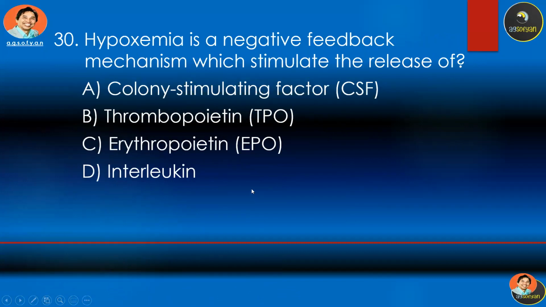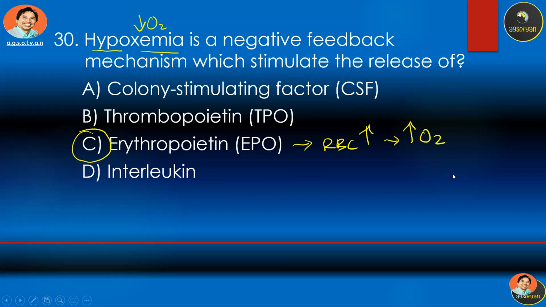Hypoxia is a negative feedback mechanism which stimulates the release of A, B, C, or D. Okay, so hypo means lower, oxia means oxygen. So lower oxygen concentration means that we need more red blood cells to carry oxygen. So the hormone that will be released will be EPO in order to increase red blood cell production. And this one will carry more oxygen, increase oxygen concentration.